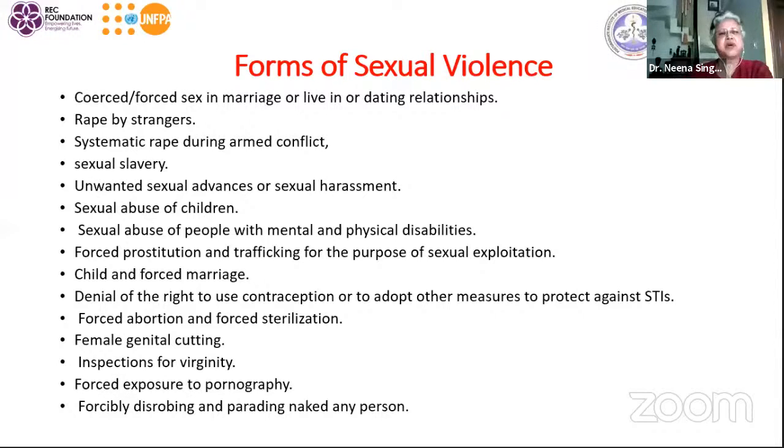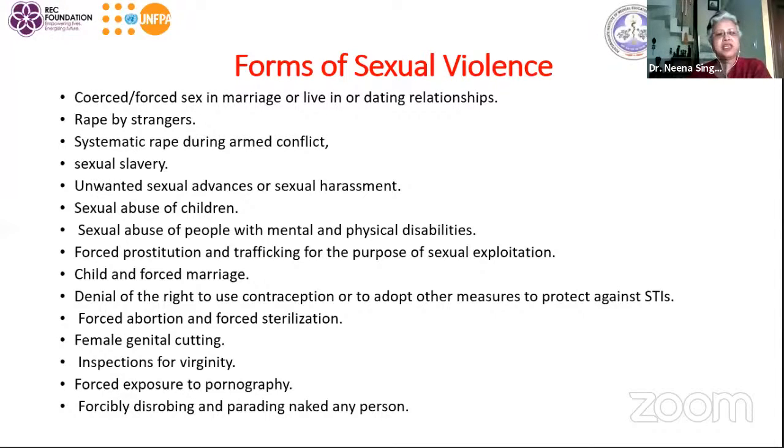So they are the ones who normally face this systematic rape. Sexual slavery, unwanted sexual advances or sexual harassment, sexual abuse of children, which is rampant, sexual abuse of people with mental and physical disabilities, forced prostitution and trafficking for the purpose of sexual exploitation, child and forced marriage, denial of the right to use contraception or to adopt other measures to protect against unwanted pregnancy, forced abortion and forced sterilization, female genital cutting, inspections of virginity, forced exposure to pornography, and forcibly disrobing and parading naked any person.